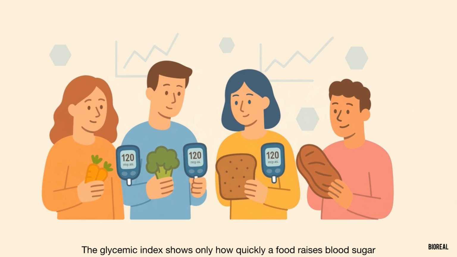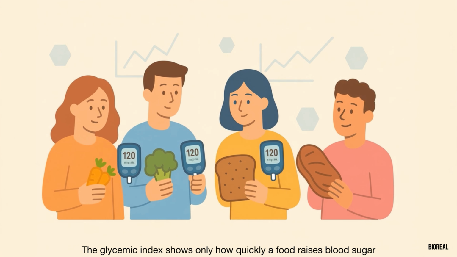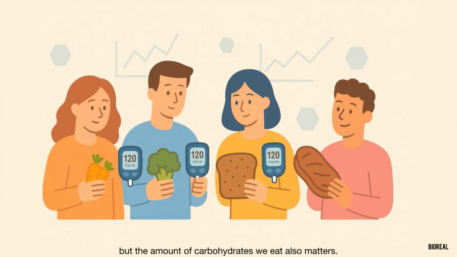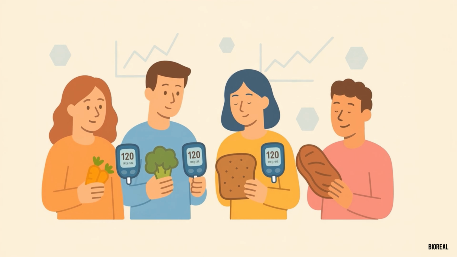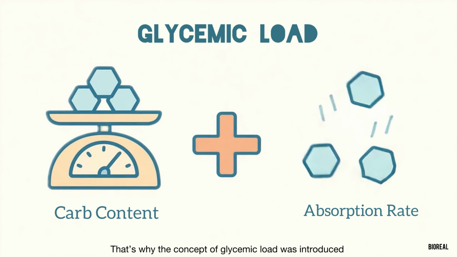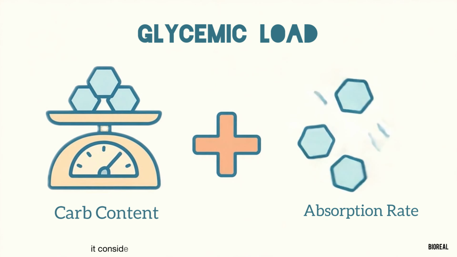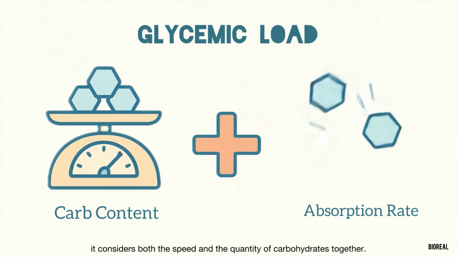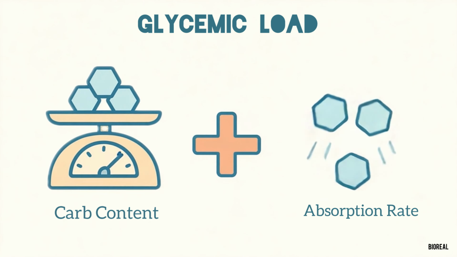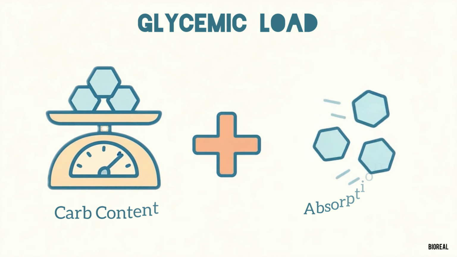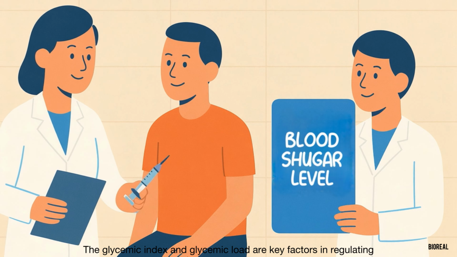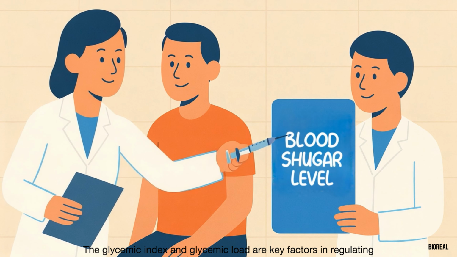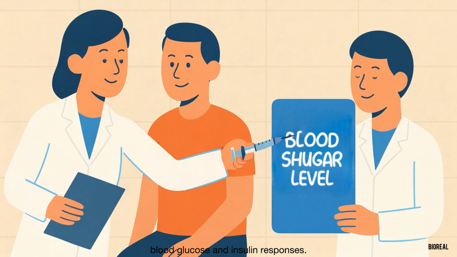The glycemic index shows only how quickly a food raises blood sugar, but the amount of carbohydrates we eat also matters. That's why the concept of glycemic load was introduced. It considers both the speed and the quantity of carbohydrates together. The glycemic index and glycemic load are key factors in regulating blood glucose and insulin responses.